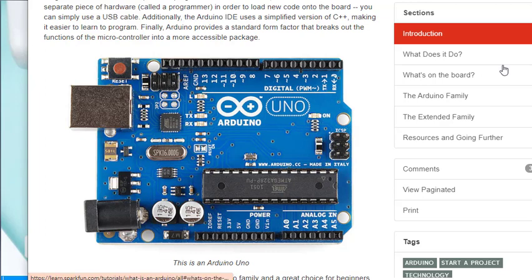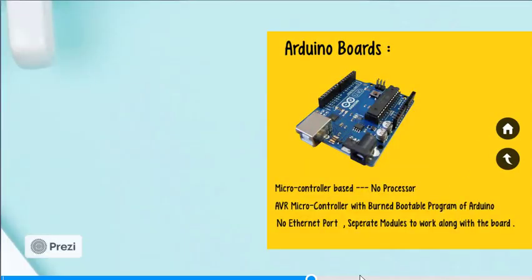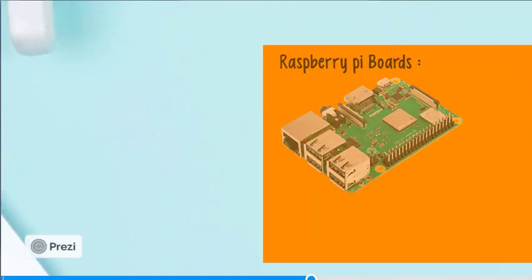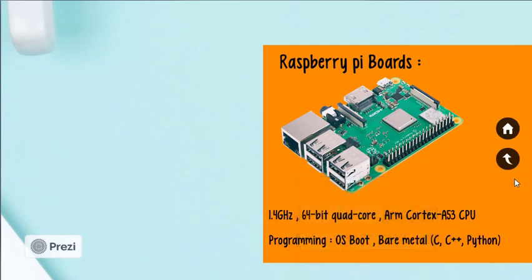Another example we have for an embedded system is the popular Raspberry Pi boards. Now this one has a processor. An example for that is this one, 1.4 GHz 64-bit quad-core ARM Cortex A53 CPU. And for programming, you can boot it with the OS, bare metal, and you can use C, C++, and Python programming for that.